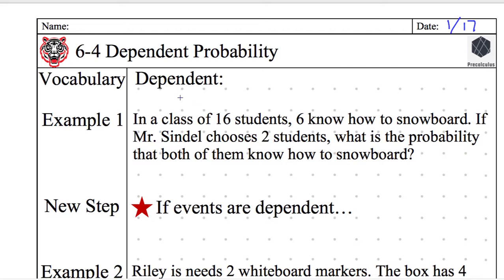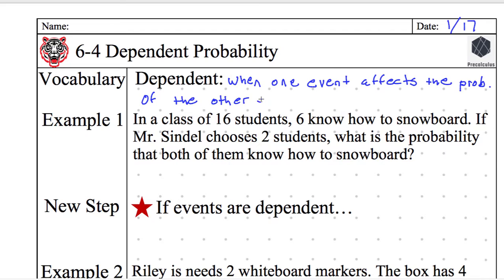Alright, so let's get started. Vocabulary. Dependent. Dependent means one probability affects the other. So I guess when one event affects the probability of the other event. That means you'll do the first probability that isn't affected, and then the second probability is now affected.